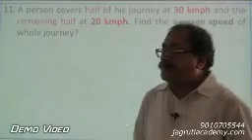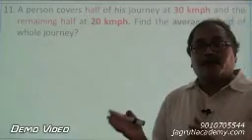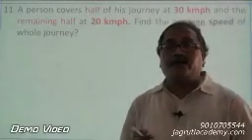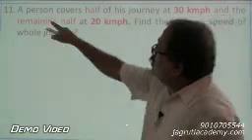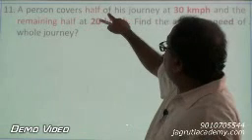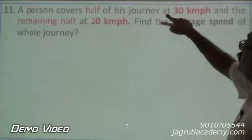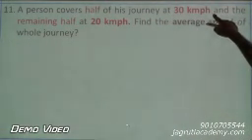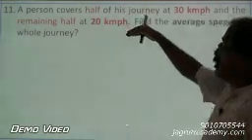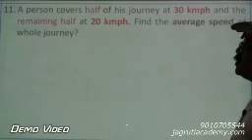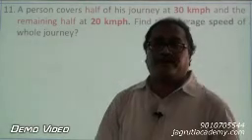Question number 11, where the entire journey is divided into equal parts. Look at the question. A person covers half of his journey at 30 km per hour and the remaining half at 20 km per hour. Find the average speed of the whole journey.